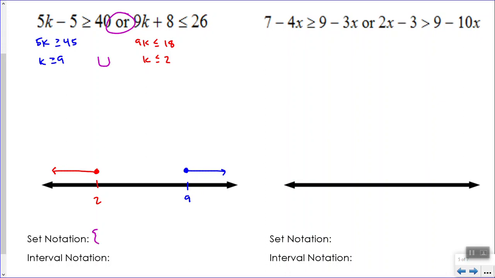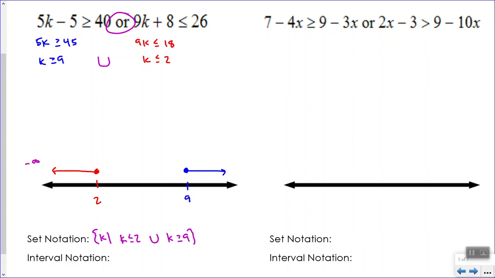In set notation, we're still going to take the values of k such that we start on the left, so k is less than or equal to 2, union k is greater than or equal to 9. We take the two inequalities, we put them together. Now for the interval notation, this is where things get a little more interesting.